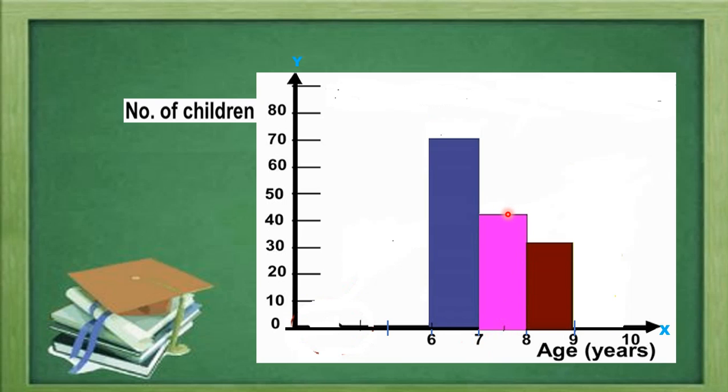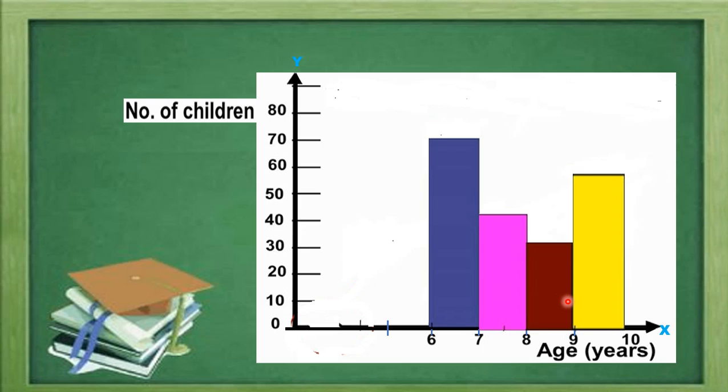Then the third is again 8 to 9. The 7 to 8 rectangle ends at the point 8, so the next rectangle, 8 to 9 years, will also start from that same point 8. Next, the point 9 is where the third rectangle, 8 to 9 years, ends, so that same point is taken for the 9 to 10 years. What we observe here is that there is no gap between the bars.